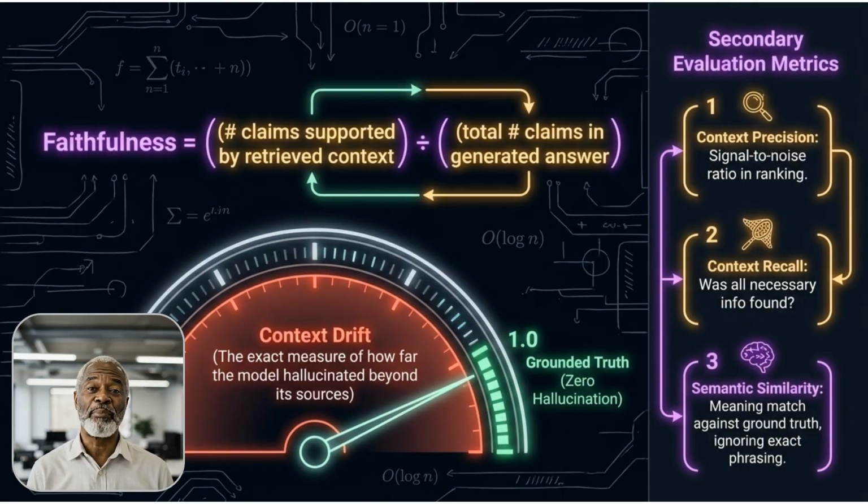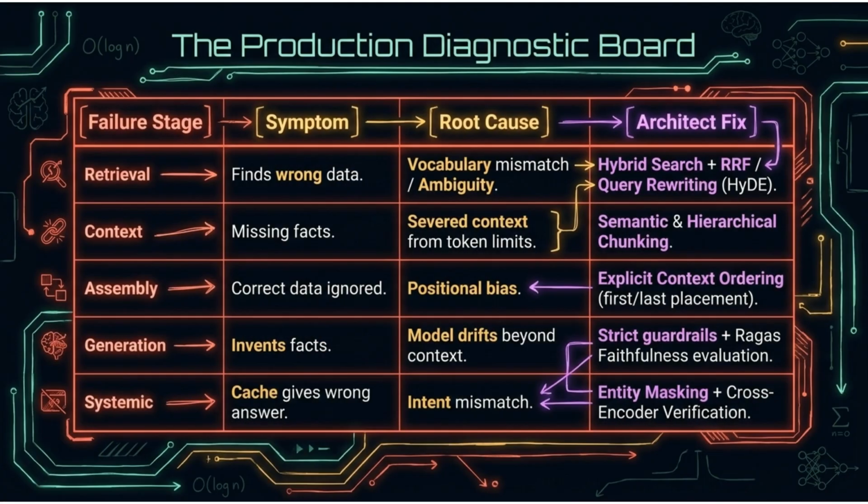Faithfulness measures how far the model has hallucinated beyond its sources. Secondary evaluation metrics include context precision, context recall, and semantic similarity, focusing on the quality and relevance of the retrieved context and generated answer. The production diagnostic board links failure stages, symptoms, and root causes to architectural fixes. For example, retrieval issues are addressed with hybrid search and query rewriting, while generation issues require strict guardrails and faithfulness evaluation.